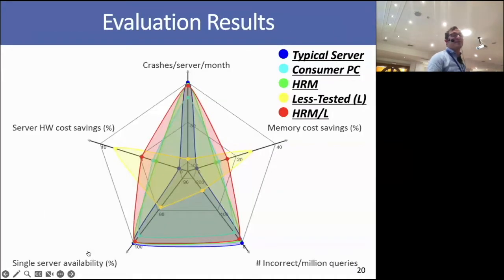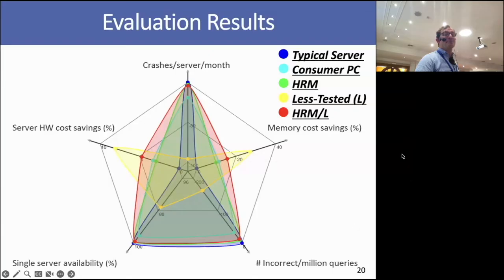Now, the advantage of this is that it could get you to a trade-off space that's much better than today's systems. Typical servers today, for example, try to maximize everything. As a result, they have very high cost, and they have a very high memory cost.